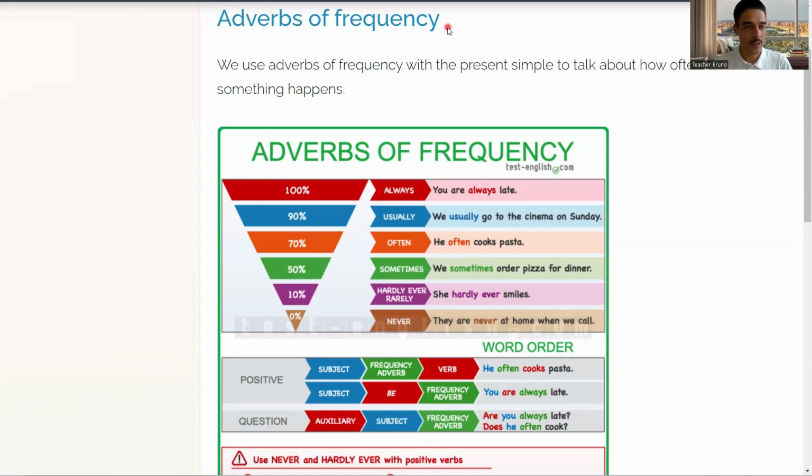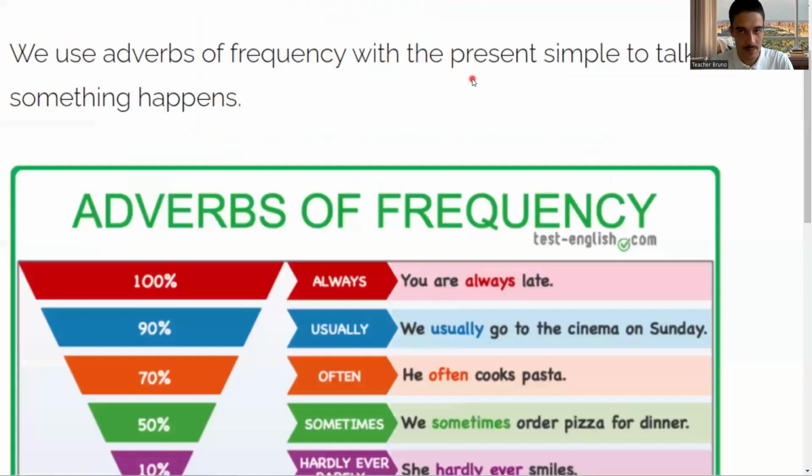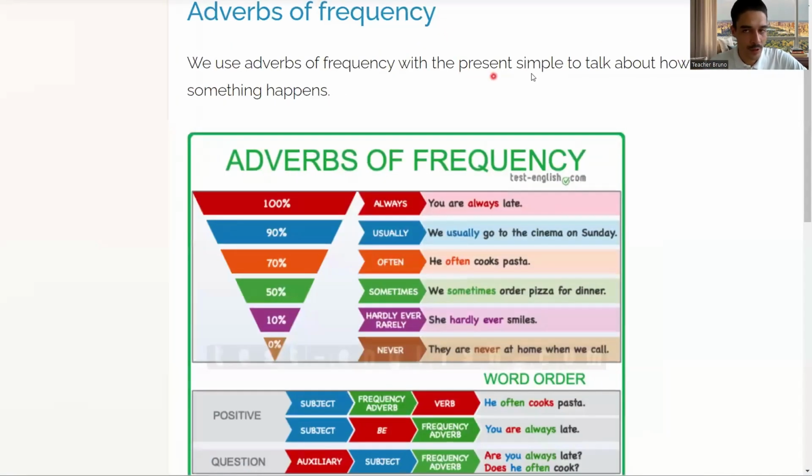Adverbs of frequency go with the present simple. Present simple, when we are talking about how often or how frequent something happens. So how frequently actions are done.